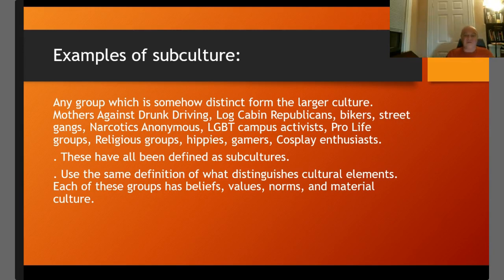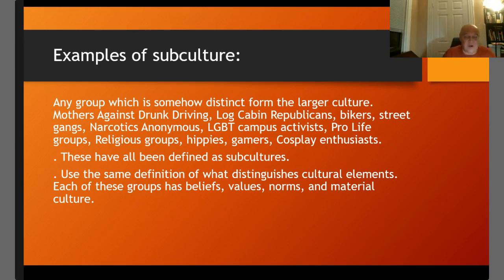Subculture is a rather broad term. Here are some examples of subculture: any group which is somehow distinct from the larger culture. Mothers Against Drunk Driving, Log Cabin Republicans, bikers, street gangs, Narcotics Anonymous, LGBT campus activists, pro-life groups, religious groups, hippies, gamers, cosplay enthusiasts. All of these have been defined in one context or another as subcultures.